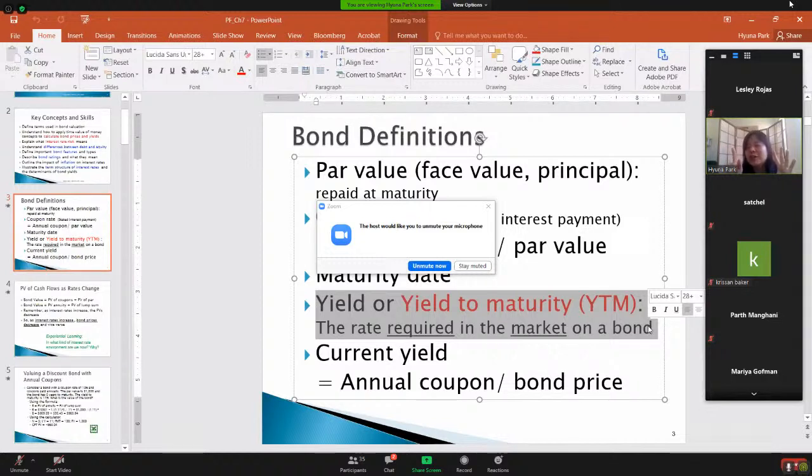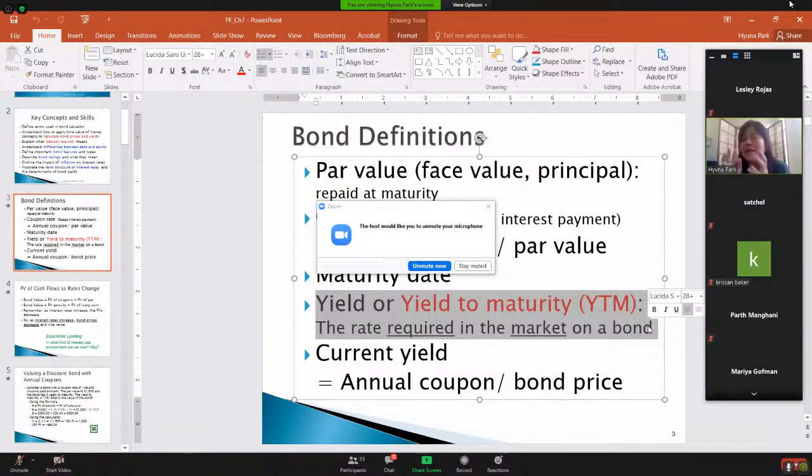So what you must remember down the road is yield to maturity is the discount rate. So don't use coupon rate as the discount rate. Yield to maturity of a bond is the required return. That's the discount rate. So you must remember.